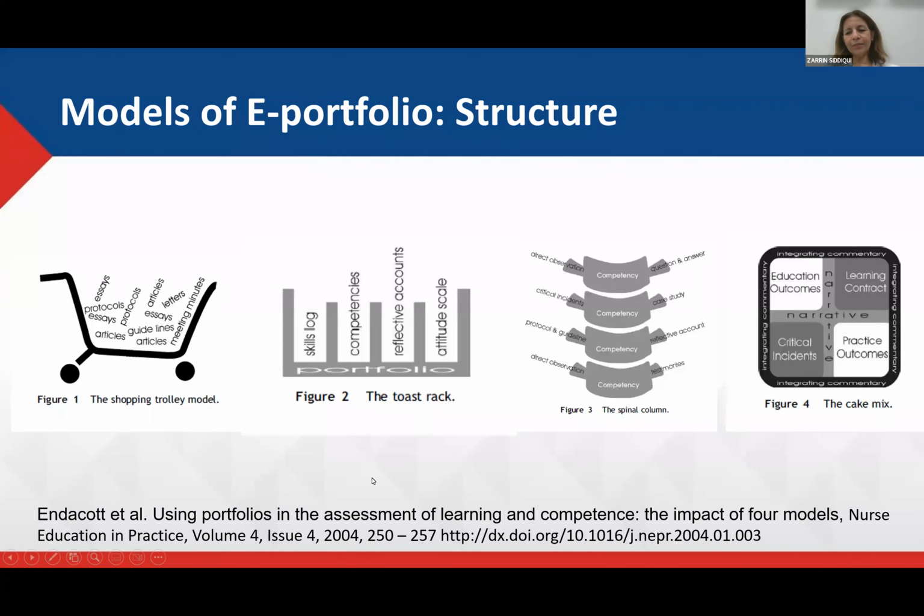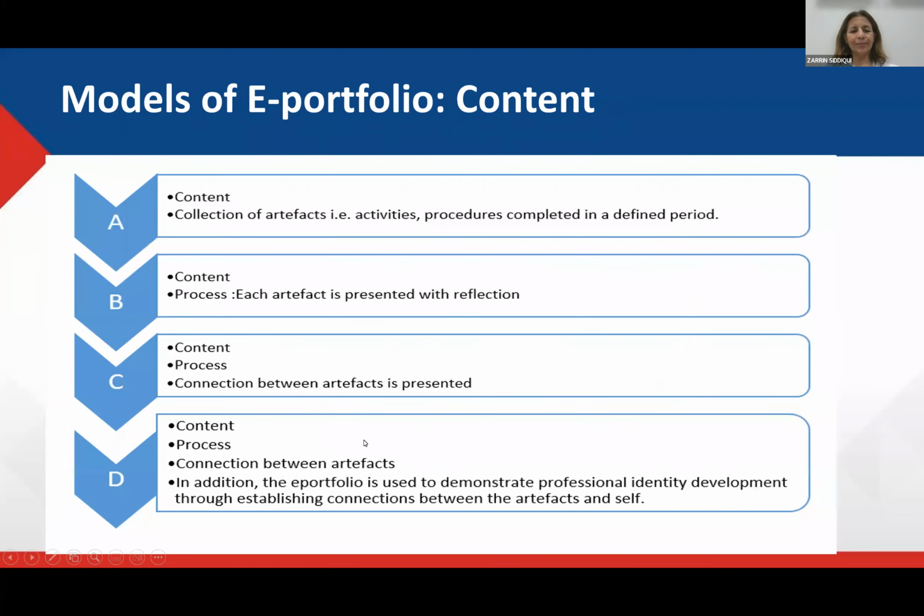So the second model is more about the content. Again, there are 4 ways where you can organize the content of your curriculum. So the first one is just content. It's all there. A good example for that would be a procedures log. It is more to me a logbook than actually an e-portfolio, because all you are seeing is whether the things are there, and that's it.